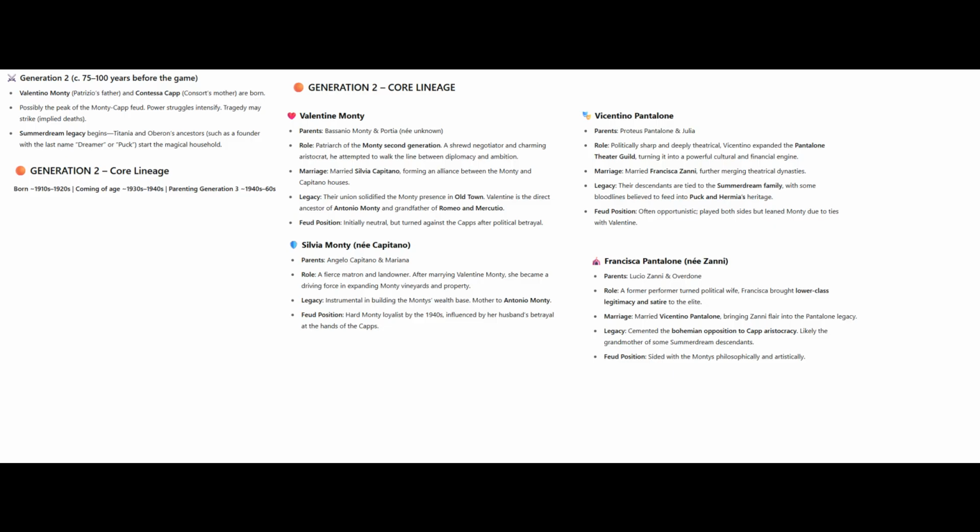Now moving on to Silvia Monty, née Capitano. She's the daughter of Angelo and Mariana Capitano. Her role is a fierce matron and landowner. After marrying Valentine, she became a driving force in expanding Monty vineyard and property. Her legacy is instrumental in building the Monty wealth base. Mother to Patrizio Monty. I don't know why they confuse him with Antonio. Feud position. Hard Monty loyalist by the 1940s, influenced by her husband's betrayal at the hands of the Capps.